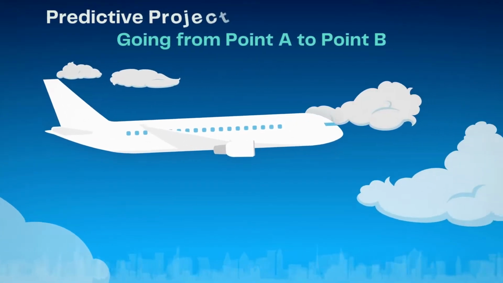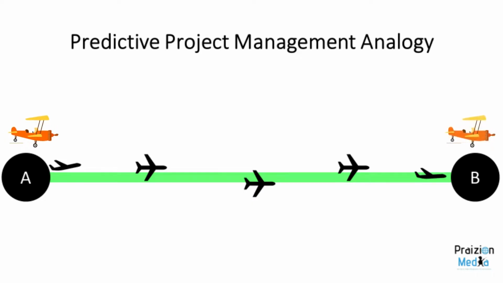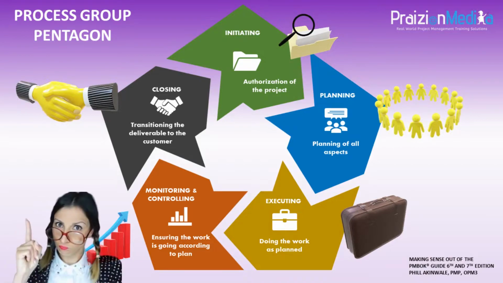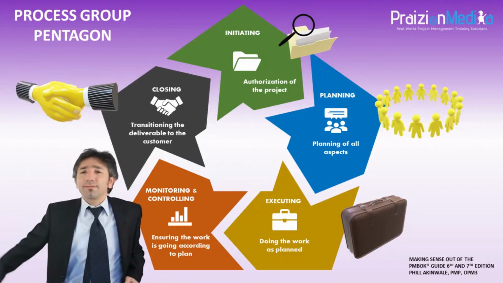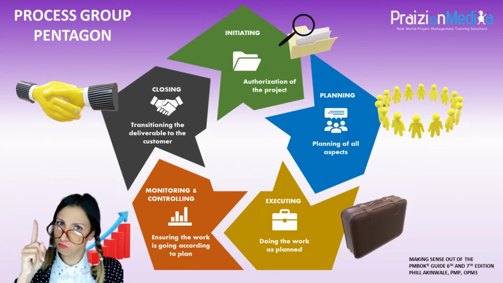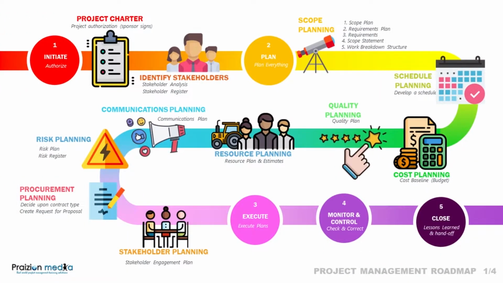Predictive project management can be likened to a plane taking off from point A and knowing exactly where they're going, the route to point B. To run predictive projects, a common approach is using what I call the process group pentagon. In the process group pentagon, we've got 5 process groups: initiating a project, which is authorization of the project; planning a project, which is planning all aspects of the project; executing, doing the work as planned; monitoring and controlling, ensuring the work is going according to plan; and finally, closing the project, transitioning the deliverable over to the customer.